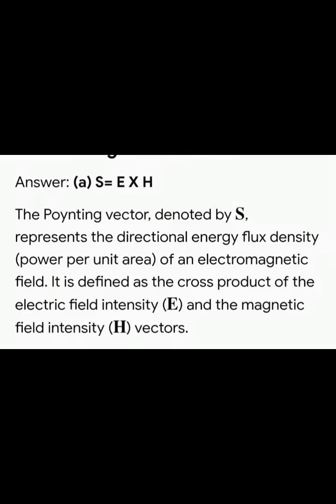Next question is: if E and H represent the electric and magnetic field, the Poynting vector S of an electromagnetic wave is given by dash. So here the Poynting vector can be denoted by S. It represents the directional energy flux density, that is the power per unit area of the electromagnetic field. So it is defined as the cross product of electric field intensity E and the magnetic field intensity H, that is S is equal to E cross H.